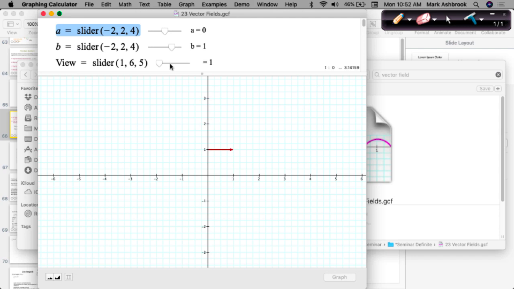Okay, so we did this one. Let's go on to number 3 here. I'm going to give you different locations, and you're going to figure out what this vector field is.